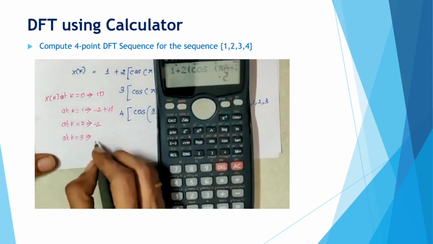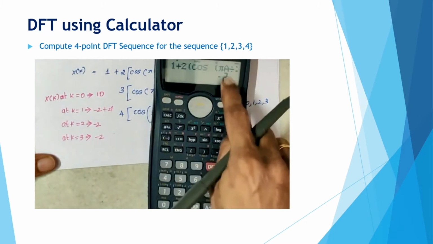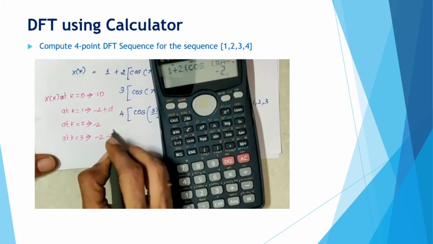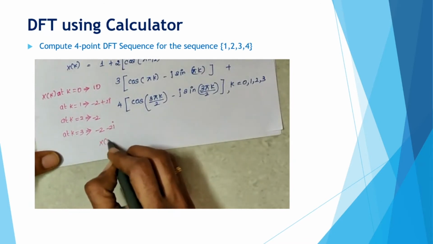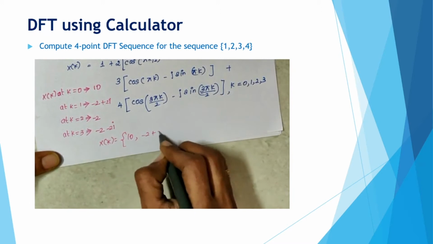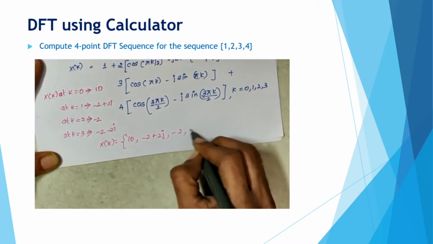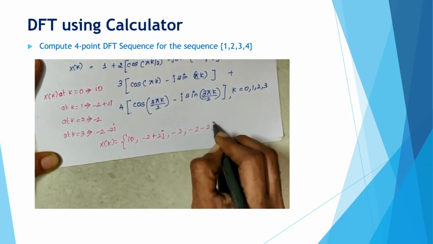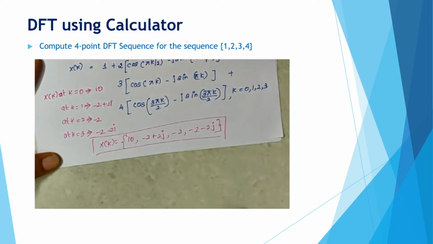The real part is minus 2. Check for the imaginary. It is minus 2j. Okay, so I have computed for all the k values. Write the final answer. It is 10, minus 2 plus 2j, 0, 2 minus 2j, and so on. Okay, this is the final DFT sequence for the given x of n.